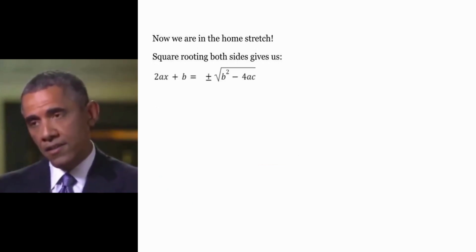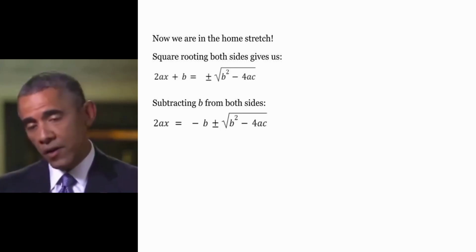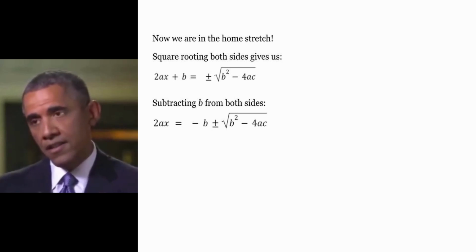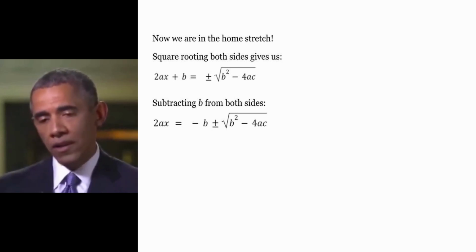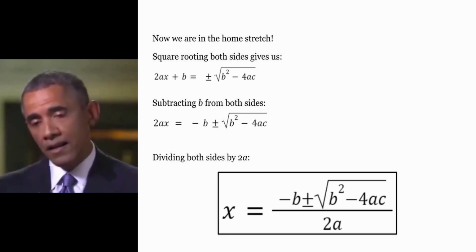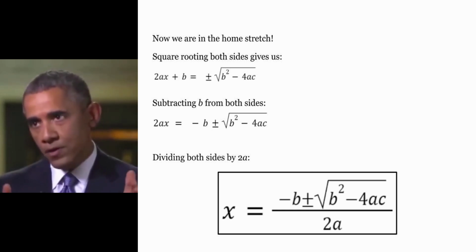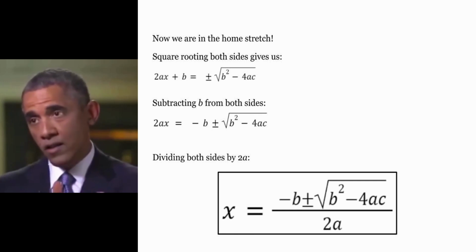Square rooting both sides gives us that 2a times x plus b is equal to the positive or negative square root of b squared minus 4ac. We now subtract b from both sides, giving us 2a times x is equal to negative b plus or minus the square root of b squared minus 4ac. Finally, we divide both sides by 2a to get that x equals negative b plus or minus the square root of b squared minus 4ac, all over 2a. Hence, we arrive at the famous formula you have all had to painstakingly memorize.